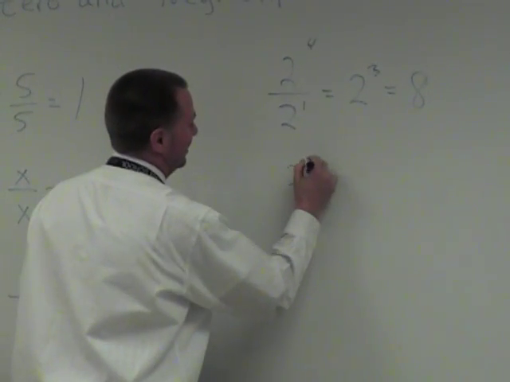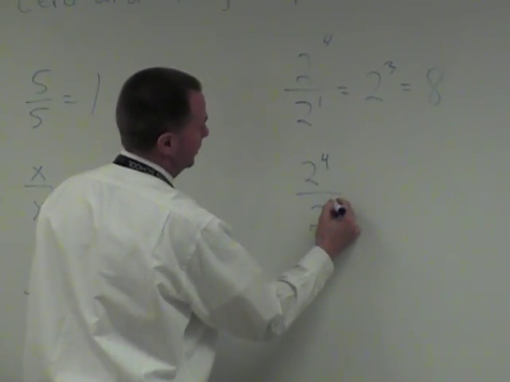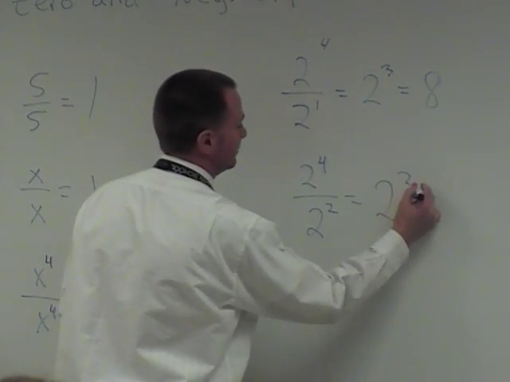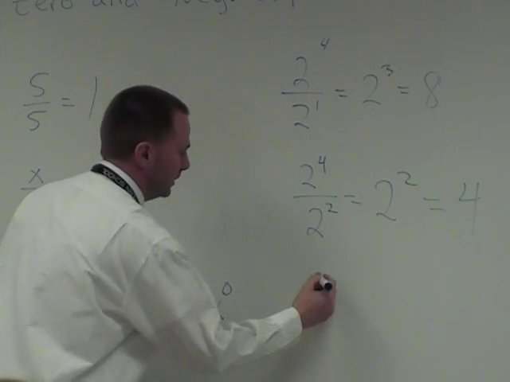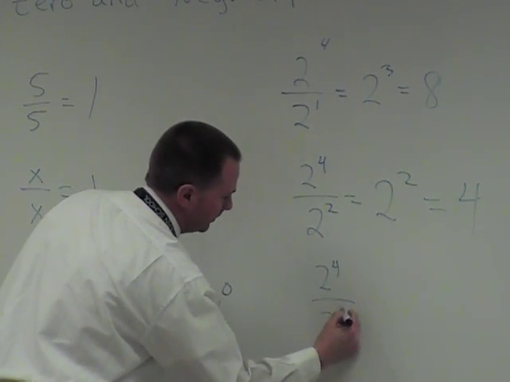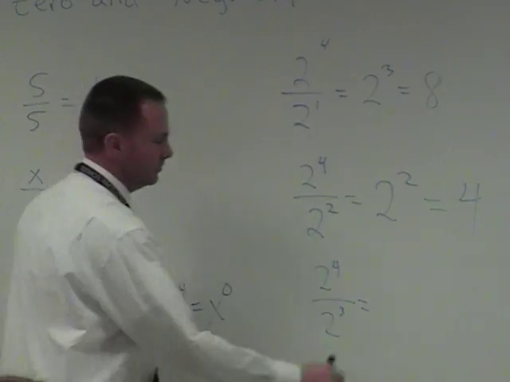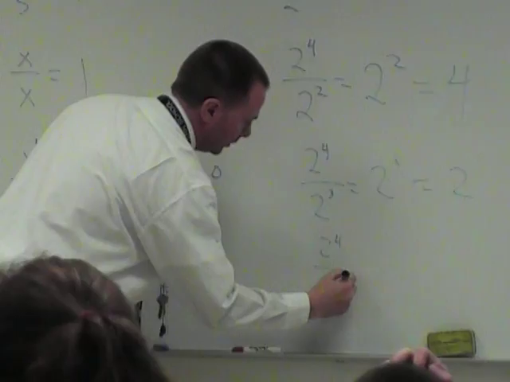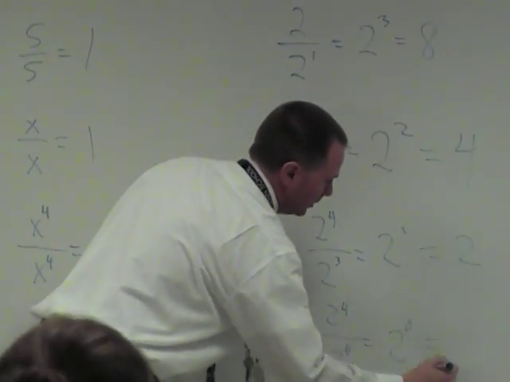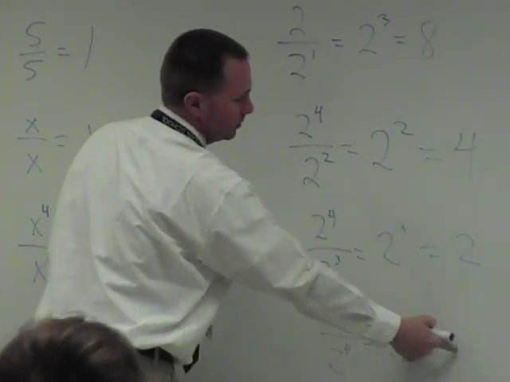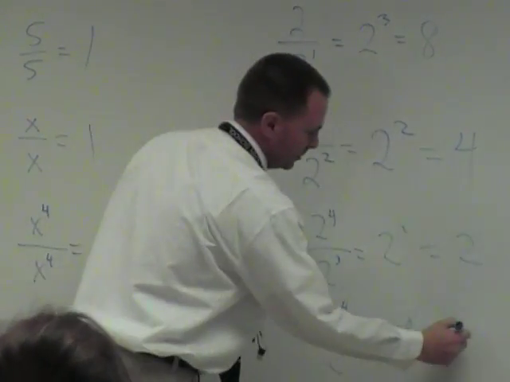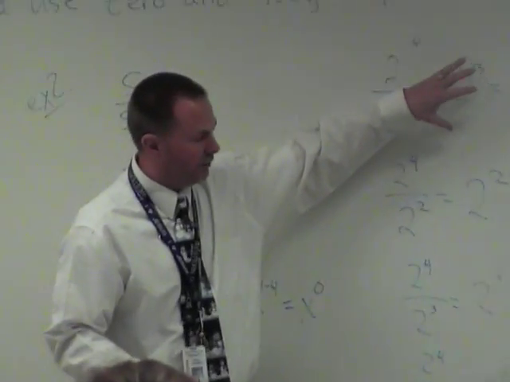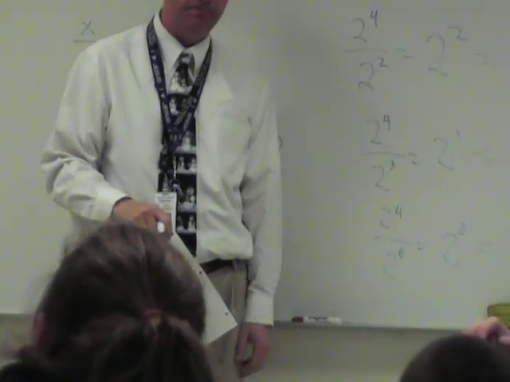Okay? 2 to the 4th over 2 squared. 2 to the second, which is 4. 2 to the 4th over 2 cubed. 2 to the 4th over 2 to the 4th. That's 2 to the 0. 8, 4, 2. You're cutting it in half, just because that's the nature of the 2. But it's just another way of looking at a pattern of how it becomes 1.